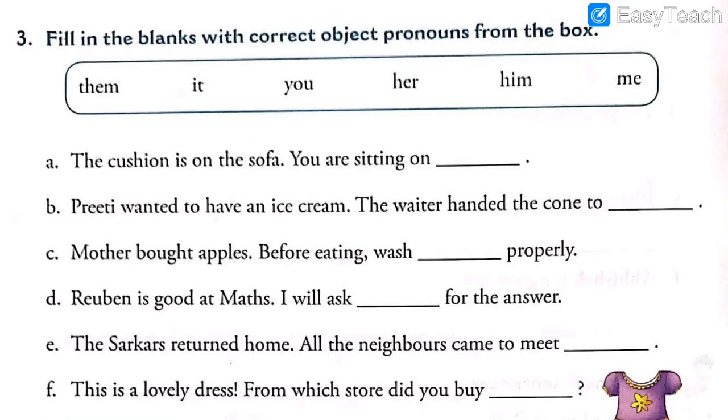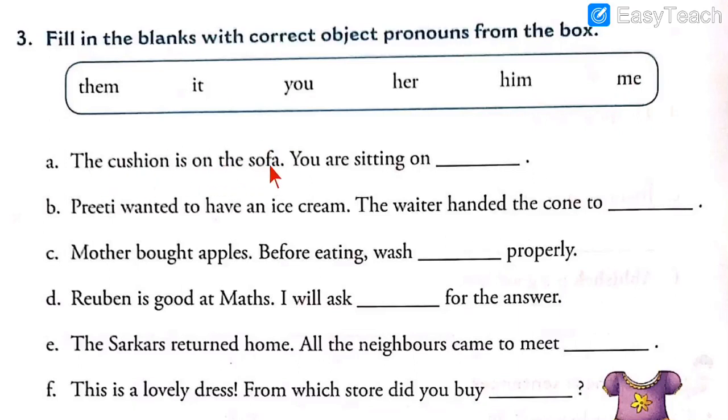So they have given 6 object pronouns. Let us read which are they. Them, it, you, her, him, me. And we have to put these in the correct blanks. Now let us start reading and write the answers, selecting from the box.